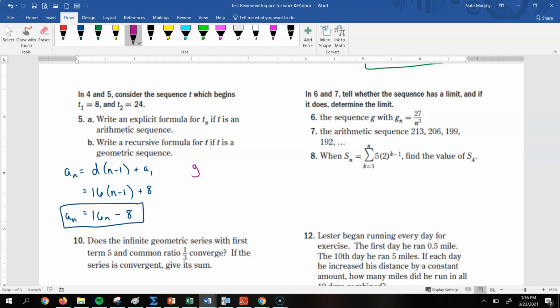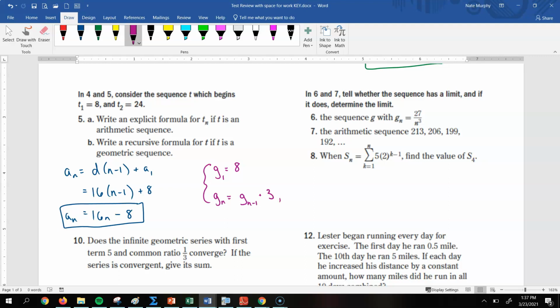Now our geometric formula would be to take the first term times r to the n minus 1 power. That's what it asks us to do in part B. It says write a recursive formula if t is a geometric sequence. Okay, so we want a recursive formula. My bad. So if it's a geometric sequence, we would say the first term is 8. To find the next term of this sequence, we would take the previous term times what we'd multiply by, so our constant ratio. So 24 divided by 8 would be 3, so we're multiplying by 3 each time.